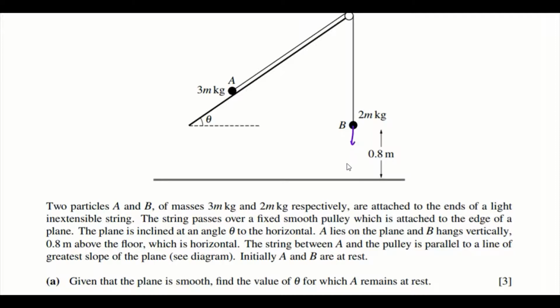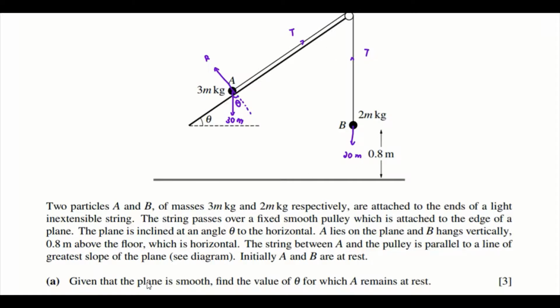So here we have 20m as the weight for B. For A, similarly, the weight is 30m. Since A is on this plane, that's why we have the normal reaction. Okay, then let's try to label theta. All right, then the tension.